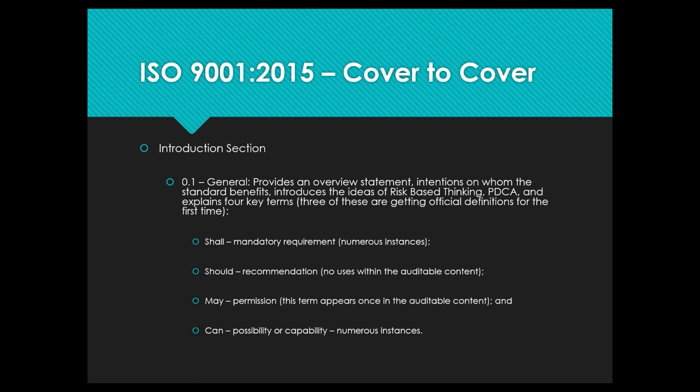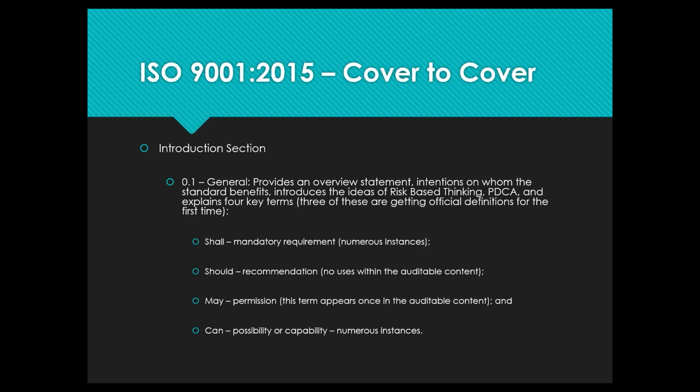Now, apart from the auditable sections, there are multiple non-auditable sections, and I'd like to take a couple of minutes now and give you a sense of what is in those sections. We begin with section 0.1, general introduction. This provides kind of an overview statement, some intent on who the standard benefits. There's an introduction to some of the high-level ideas like risk-based thinking and Plan, Do, Check, Act.